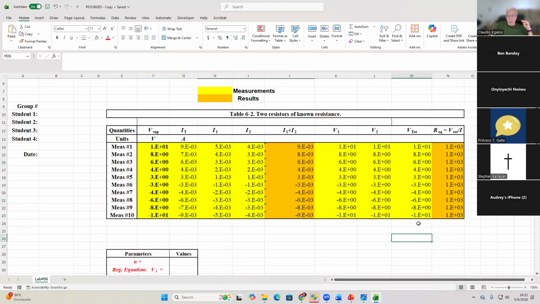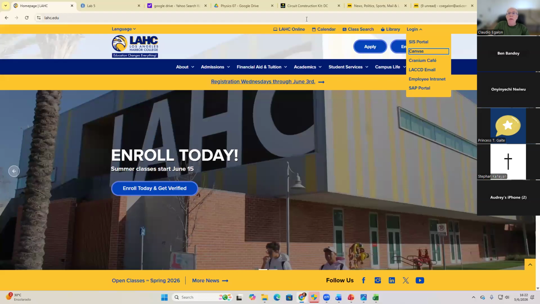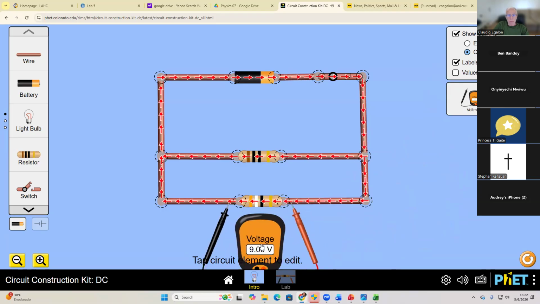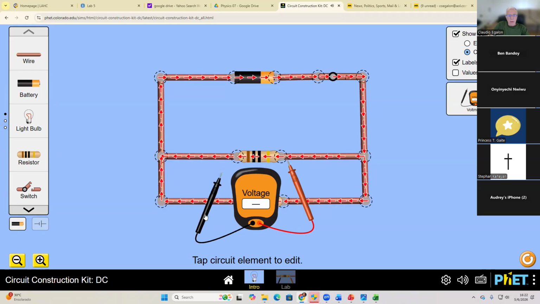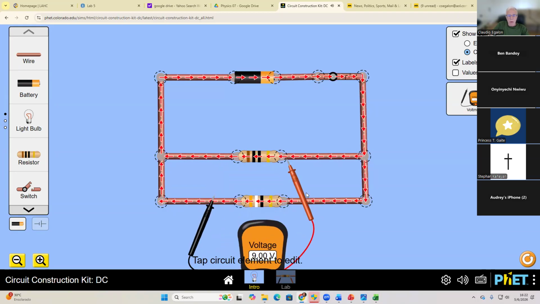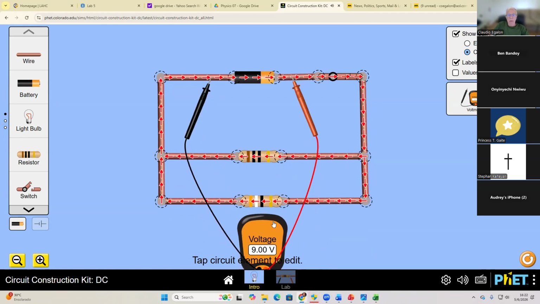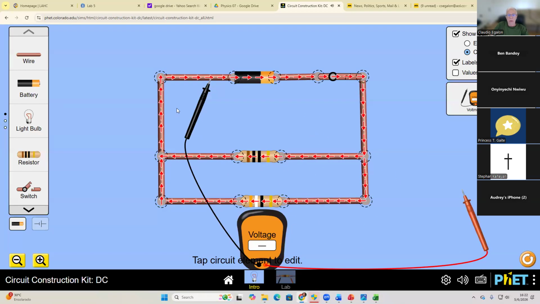Let me show you in the simulation as well. I didn't show you in the simulation. Here you go. To measure V1, you have to connect right in here. To measure V2, you have to connect your voltmeter here. To measure V total, you have to connect right in here. Those measurements are going to be very close to each other. You can check that in your spreadsheet.